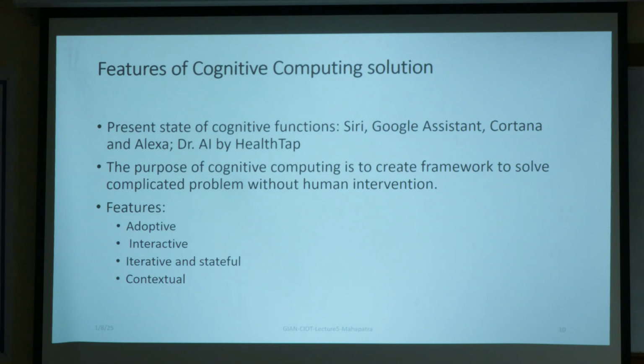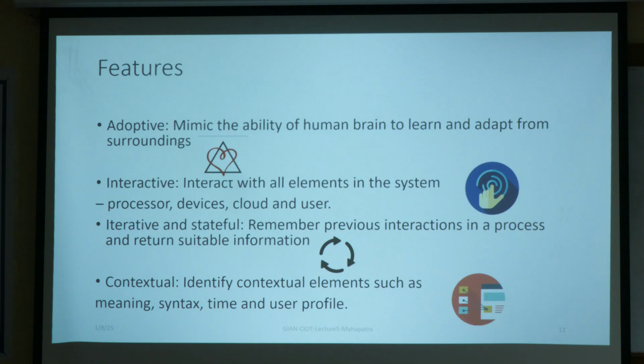So these are the features of cognitive computing solutions. They are adaptive, interactive, iterative and stateful, and contextual. Let's look at them. Feature one, adaptive. Adaptive means it mimics the ability of a human brain to learn and adapt from surroundings, just like a child does. It learns and adapts. That's the feature necessary for giving cognitive behavior or cognitive quality to the system.